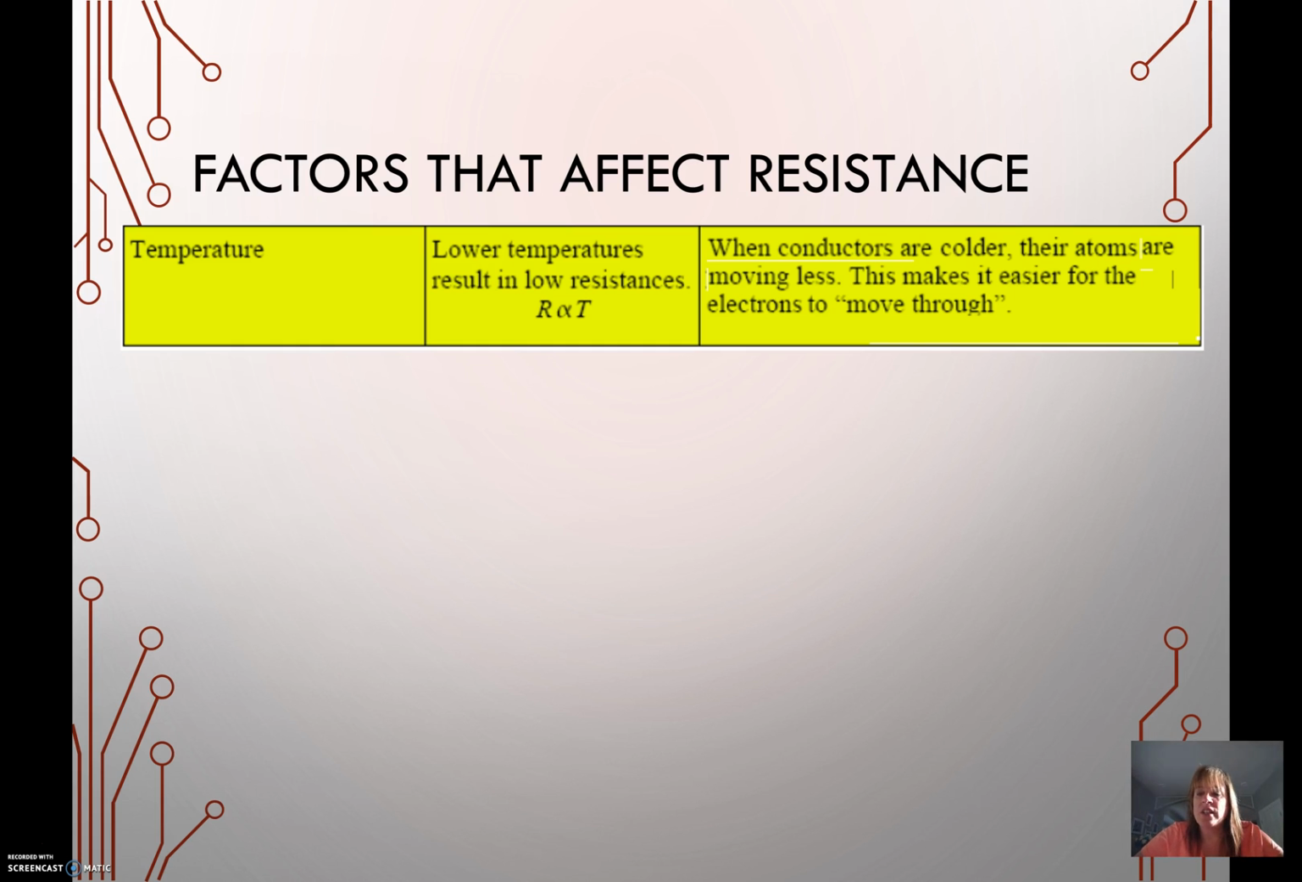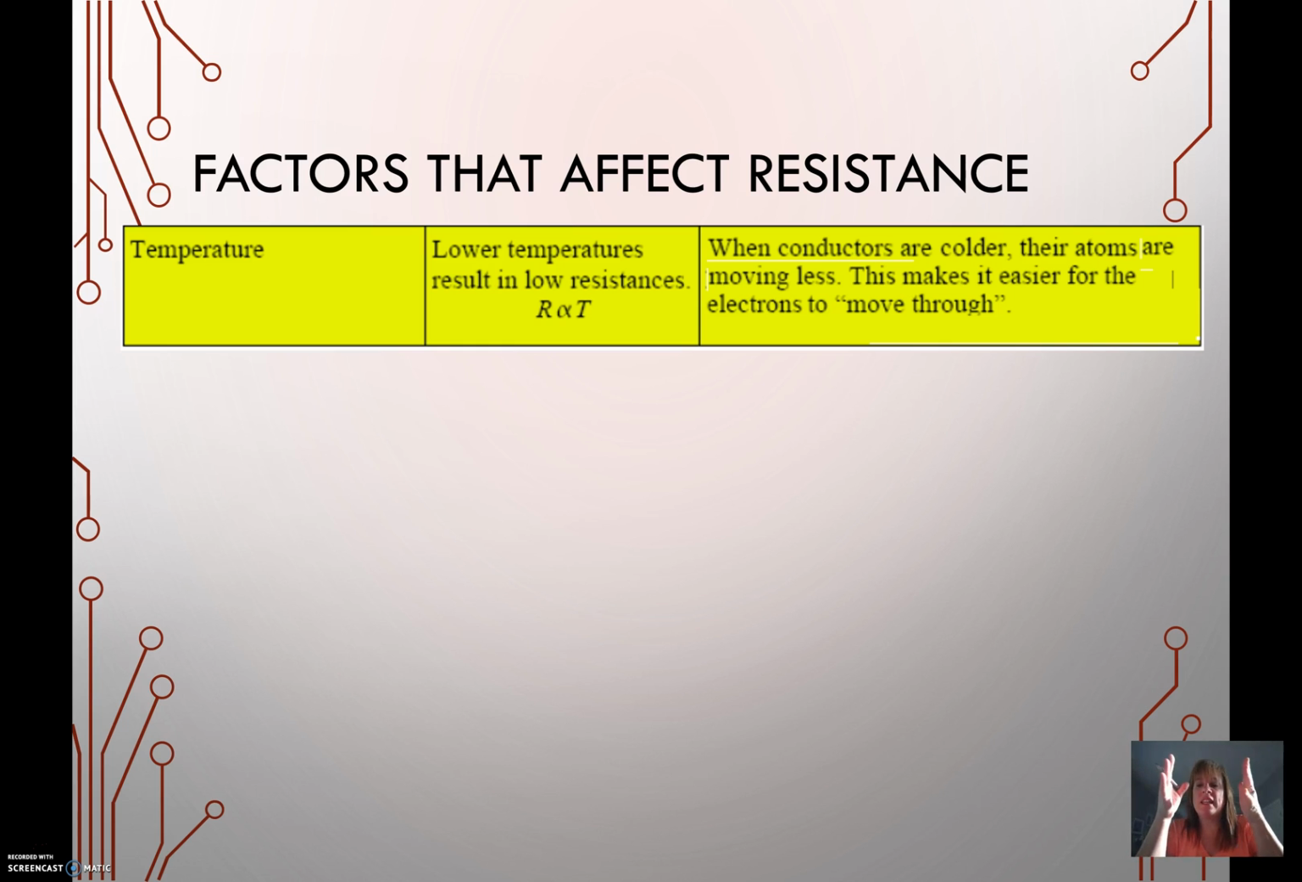And temperature actually is a little counterintuitive, because you would think that if I increase the temperature of a material, the molecules are moving faster. But that's not just the electrons. It's the protons and neutrons too. So actually lower temperatures are better for resistance. So if I want to lower resistance, I want to lower the temperature.